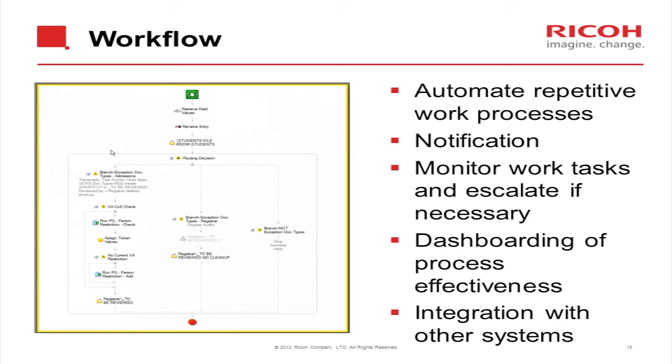You can monitor work tasks and escalate if necessary. Incomplete tasks can be forwarded to a supervisor automatically, for example, if a team member is suddenly not available. Dashboarding of process effectiveness provides management and staff reporting to guide continuous improvement. And integration with other systems, for example, to update the student information system when the admission package is found to be complete.